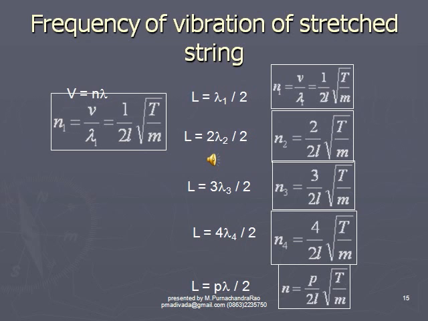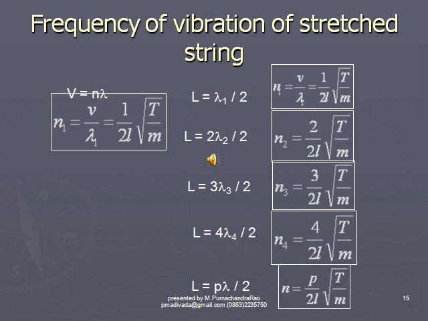In the case of the first harmonic, that is when the string is vibrated in the fundamental mode, the wavelength λ1 is equal to 2L. From the relation V = nλ, we get the frequency of the first harmonic, N1 = V by λ1.